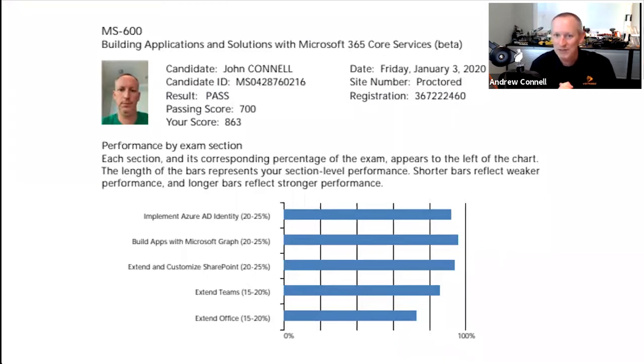In order to pass, you have to get a 70% on the entire exam. As you can see here, I got better than a 90% on most of the sections. I think I got like a 96 in the Graph section. But in Office, I was just below 80%. I think it was about 75% on that one for Office add-ins. But that's my experience building this.